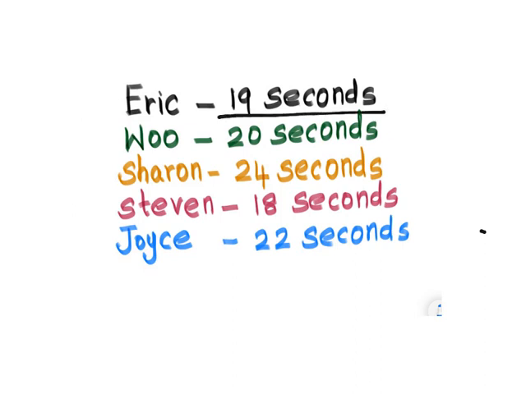The data for Eric is 19 seconds and Sharon is 24 seconds. To find how much faster Eric ran than Sharon, we have to find the difference. We have to subtract 24 minus 19 to get the time that says how much faster Eric ran than Sharon.